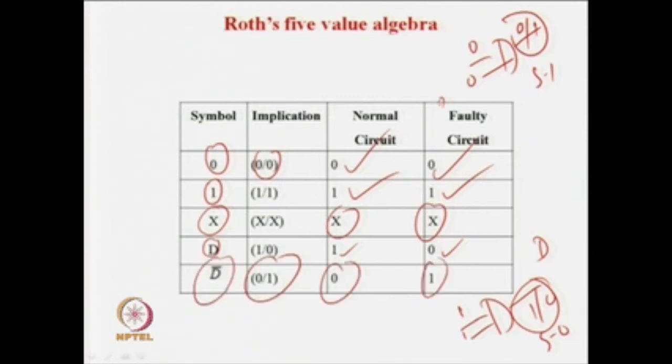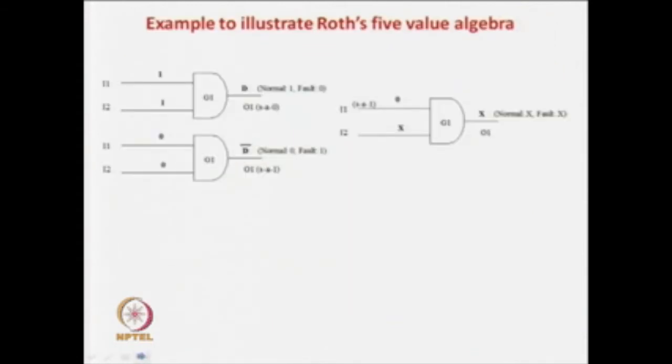This 0 and 1, that is normal case 0, fault case 1, we represent by D bar. So basically we have introduced 3 new symbols. X will be clearer when we go to sequential circuits, but for combinational circuits D and D bar are the 2 important things we have introduced. D means normal case circuit is 1, fault case circuit is 0, and D bar means normal case circuit is 0, fault case is 1. Now we have these 2 symbols, so we can do all kinds of Boolean operations using D and D prime. That will make our things more formal.